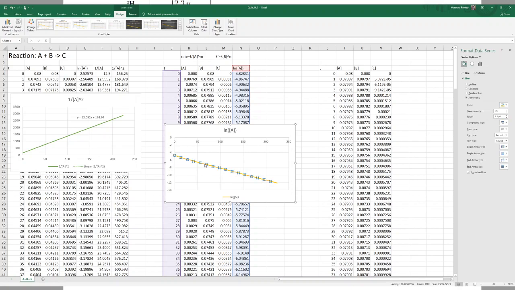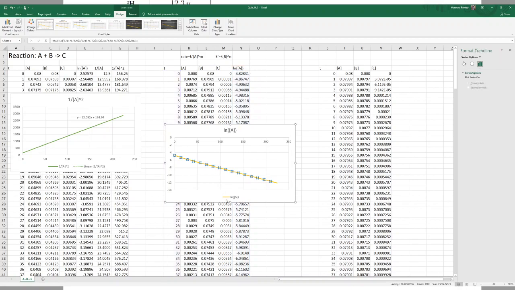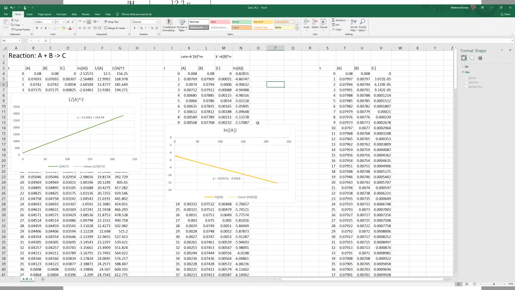Let's go ahead and right-click on there, add a trend line, display the equation on the chart. It always crowds it a little bit too close. I like to be able to see the numbers, and there we have it.